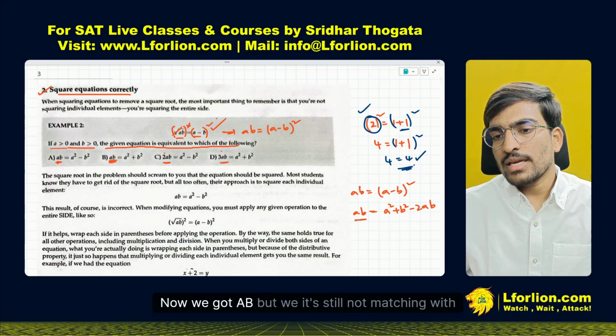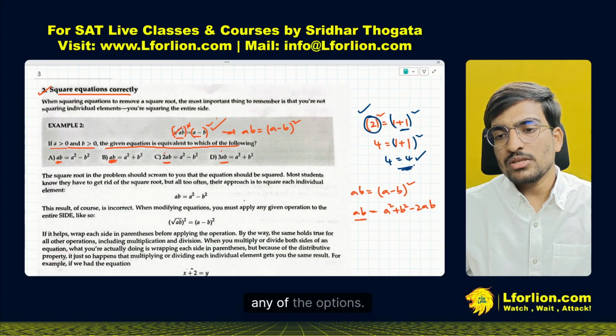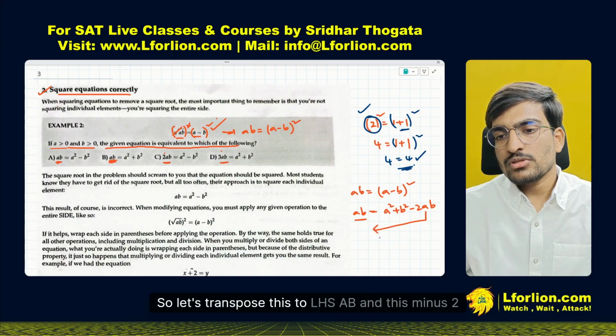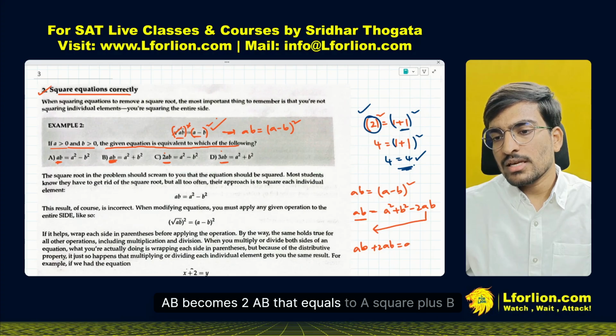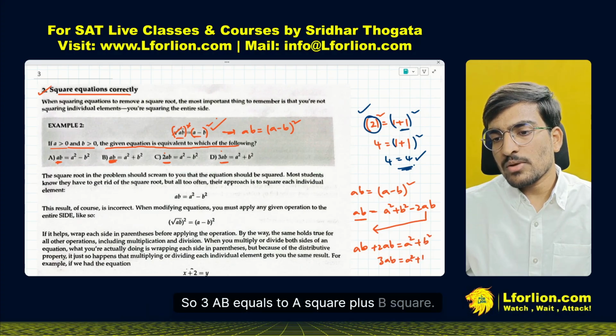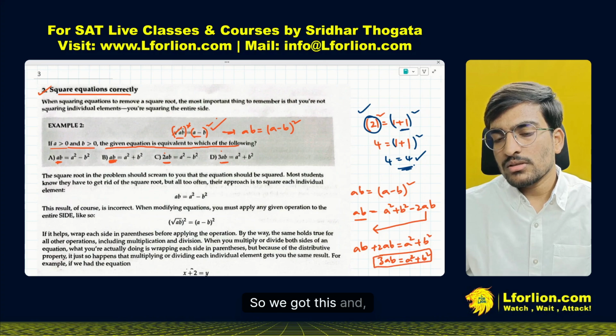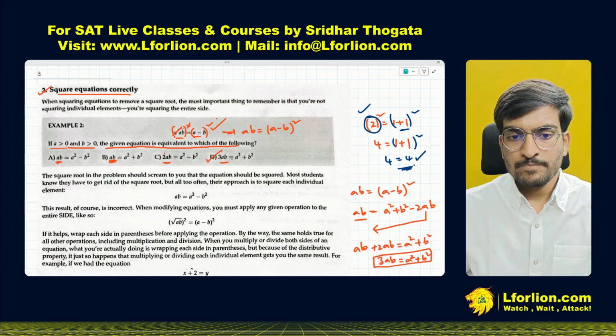Now we got AB, but it's still not matching with any of the options. So let's transpose this to the LHS. AB and this minus 2AB becomes 2AB, that equals A square plus B square. So 3AB equals A square plus B square. So we got this, and it's matching with option D. So that's how we do it.